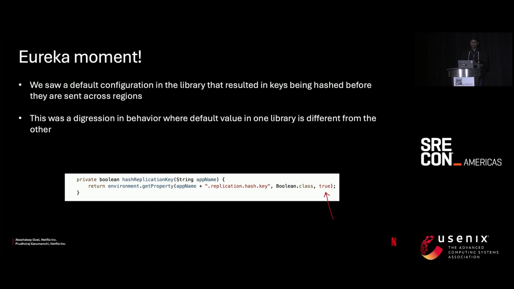The key thing here is the default behavior on this new replication library that the app team started using was trying to hash the key by default if the application scope property is not set, whereas in the legacy library this was set to false.